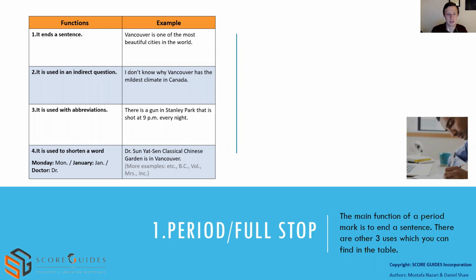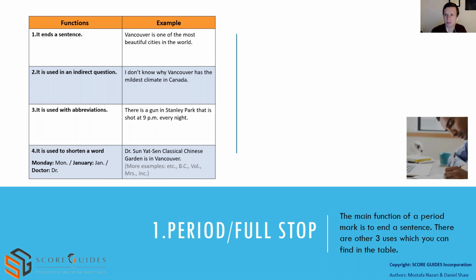Thirdly, it is used with abbreviations. There is a gun in Stanley Park that is shot at 9 p.m. every night. So we can see 9 p.m. is abbreviated. That's why we have the periods and full stops in there. And the fourth way, it's used to shorten a word. So Monday, Mon; January, Jan; Doctor, Dr.; and so on. Here's the example. Dr. Sun Yat-sen Classical Chinese Garden is in Vancouver.